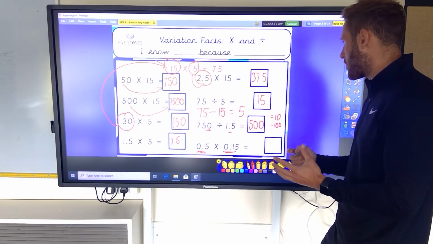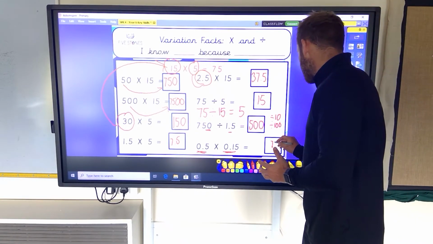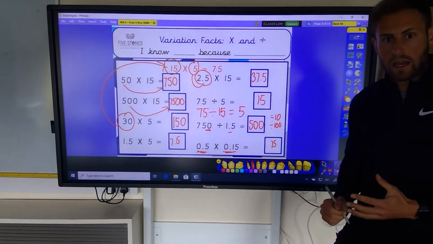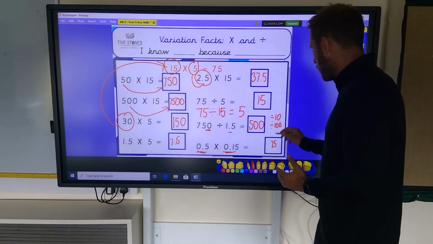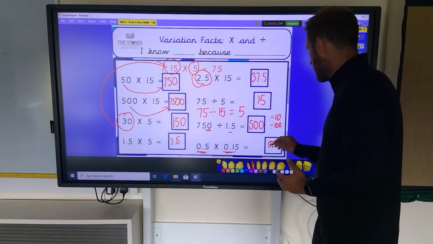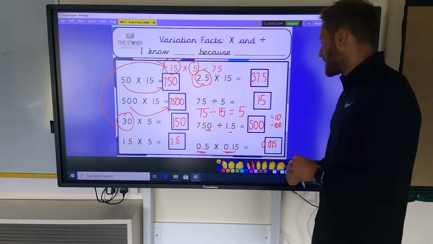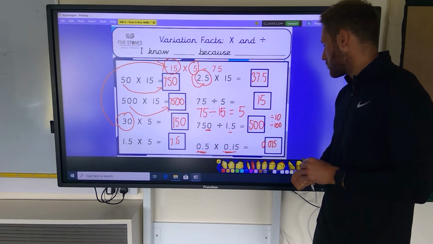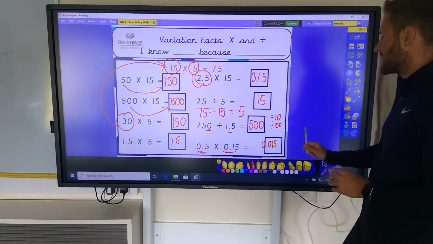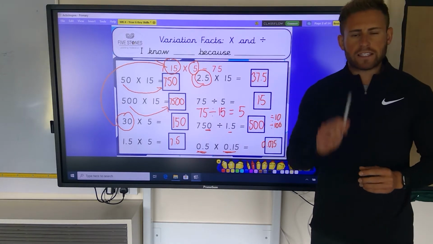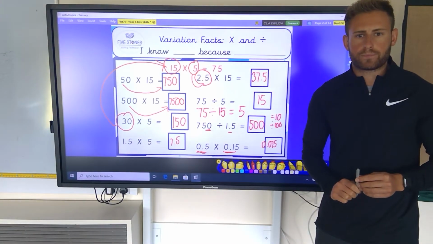So dividing by 1,000. If we've got our answer of 75, but we're dividing that by 1,000, we'll have 1, 2, 3 places different in our decimal point there. Okay, so we've got a value of 0.075. Fantastic if you've managed to solve that one.